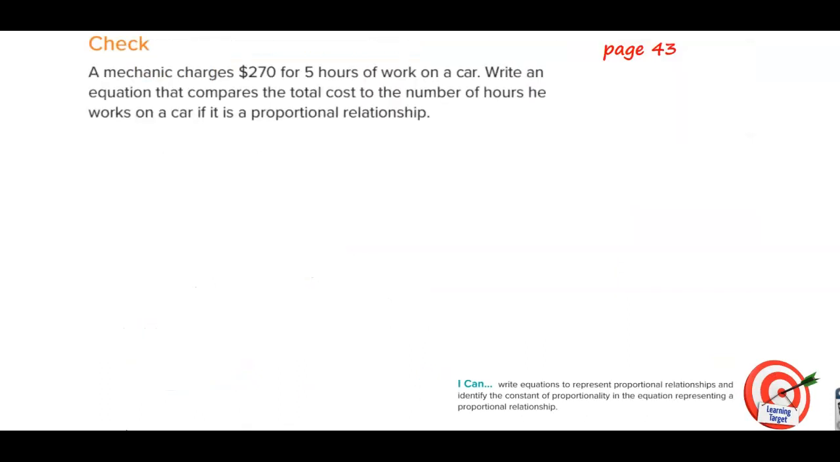A mechanic charges $270 for 5 hours of work on a car. Write an equation that compares the total cost to the number of hours. Okay, so we're going to do cost over hours. He's charging $270 for 5 hours. Well, we always need our unit rate, so we always divide the top and bottom by the bottom number. 270 divided by 5 just happens to be 54.